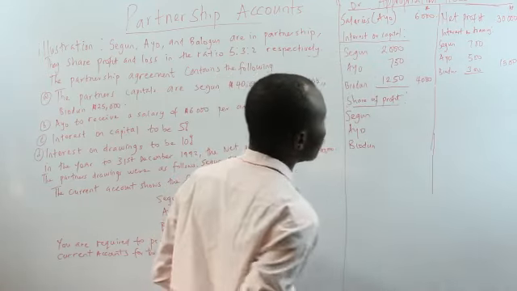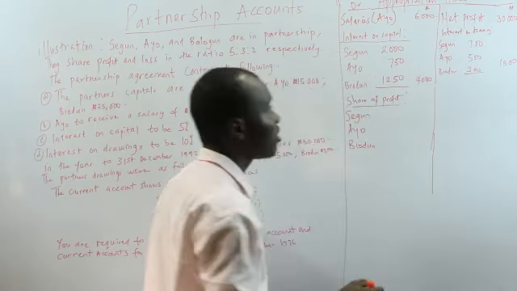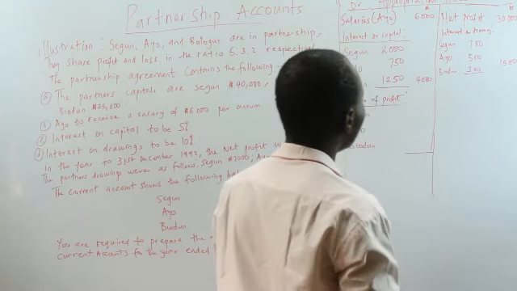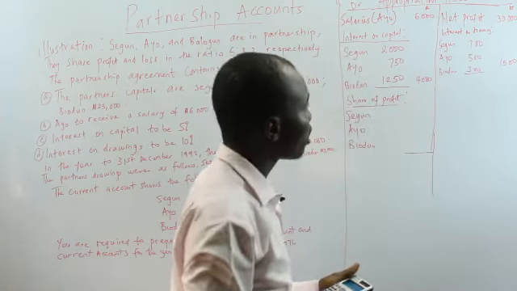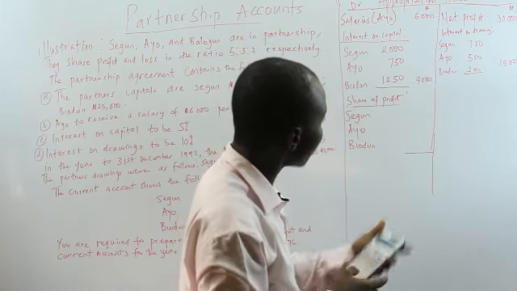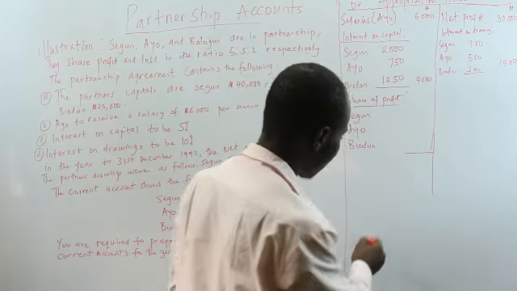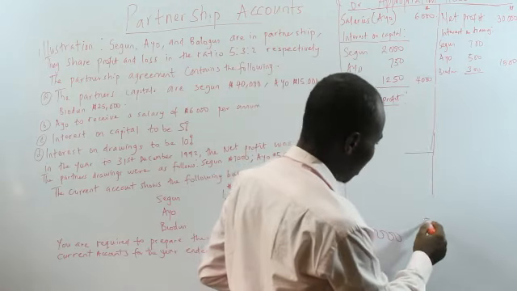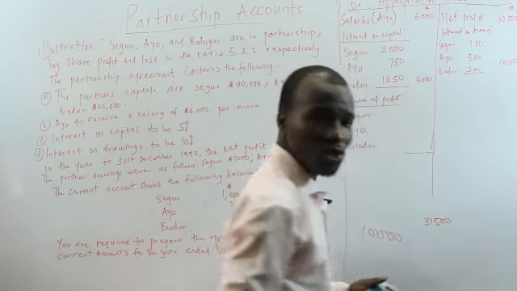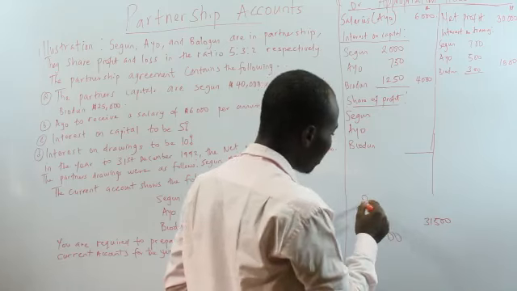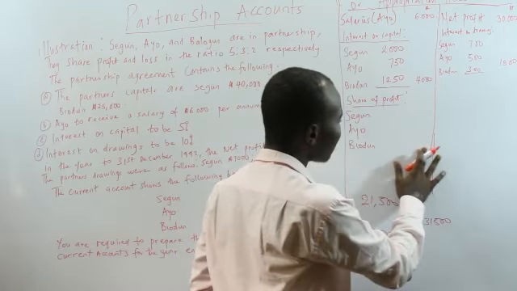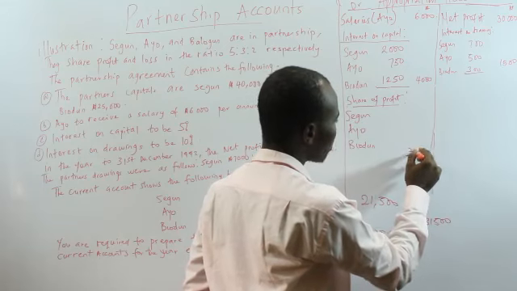So how do we share the profit of the business? What is the amount of profits to be shared? Let's calculate the profits to be shared. The addition of these: 4,000, 1,500, and 6,000 plus this, the total gives us 31,500. So the difference, the profit to be shared, is 21,500.